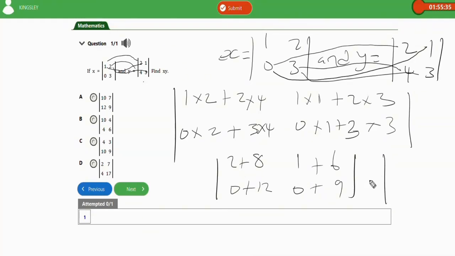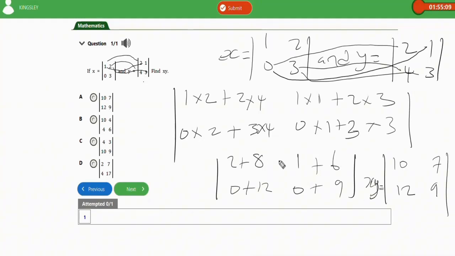So the final result, the matrix XY, will be: 2 plus 8 gives us 10, this will give us 7, then we have 12, and this will give us 9. That is the multiplication of the matrices XY. So the correct option, we have 10, 7, 12, and 9. The correct option is option A.